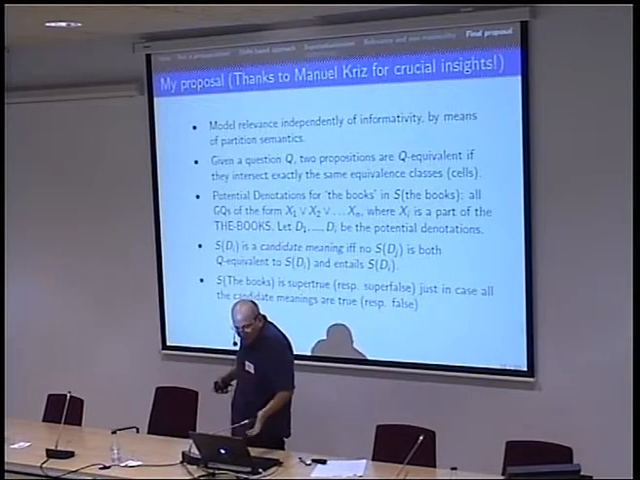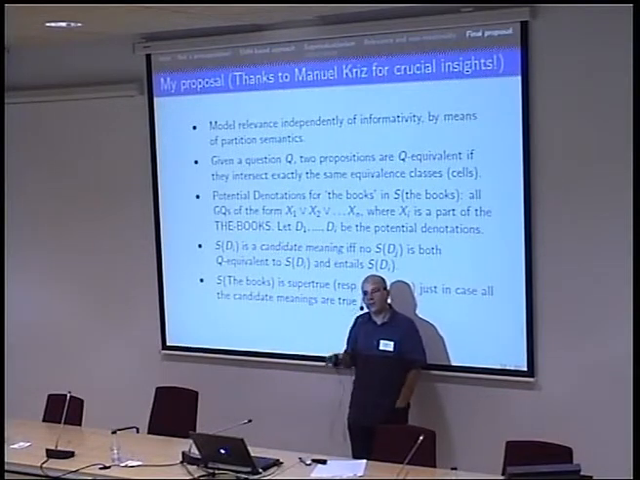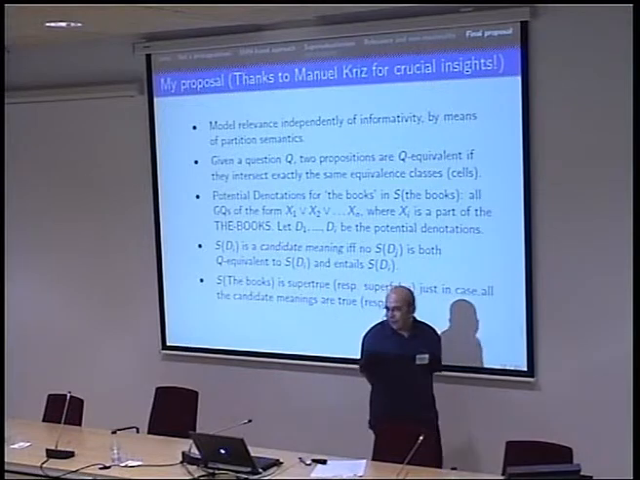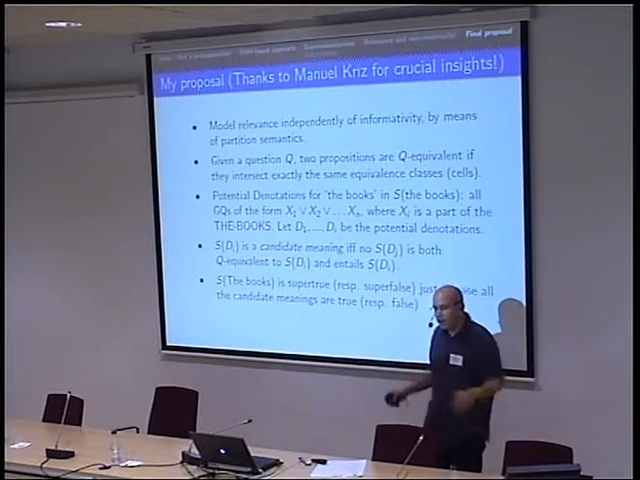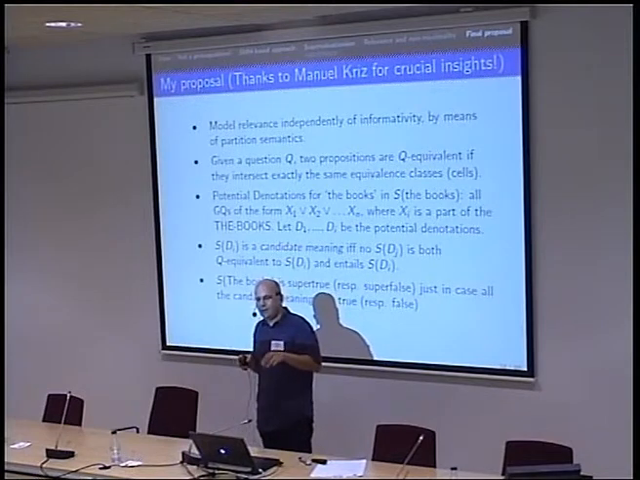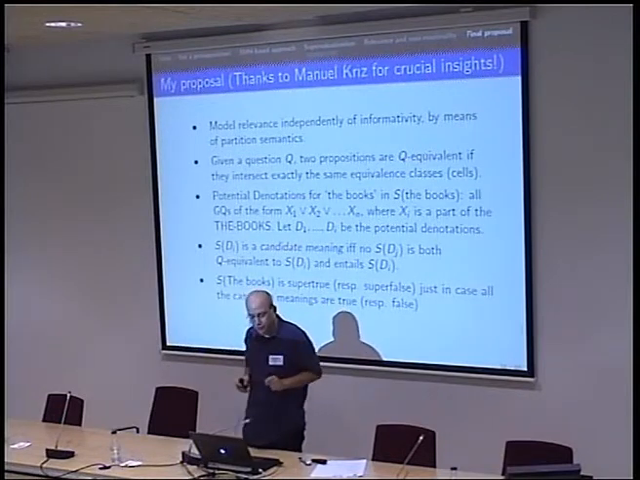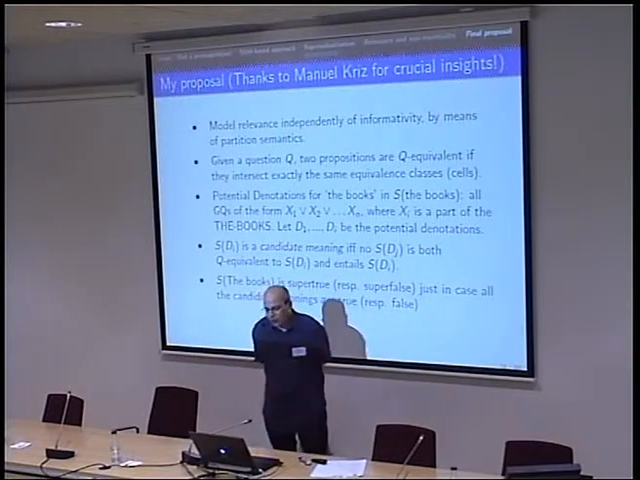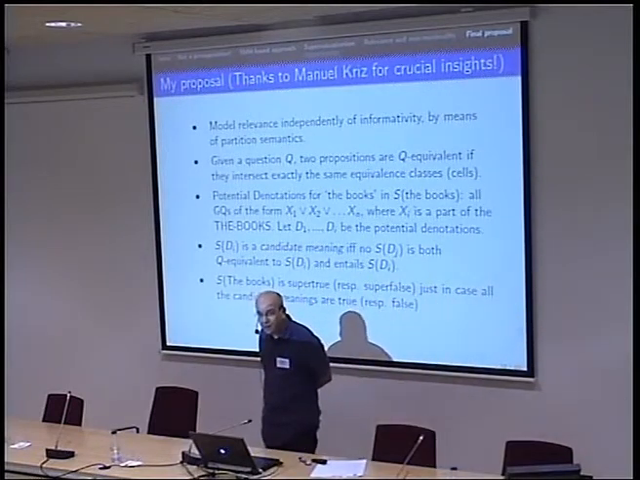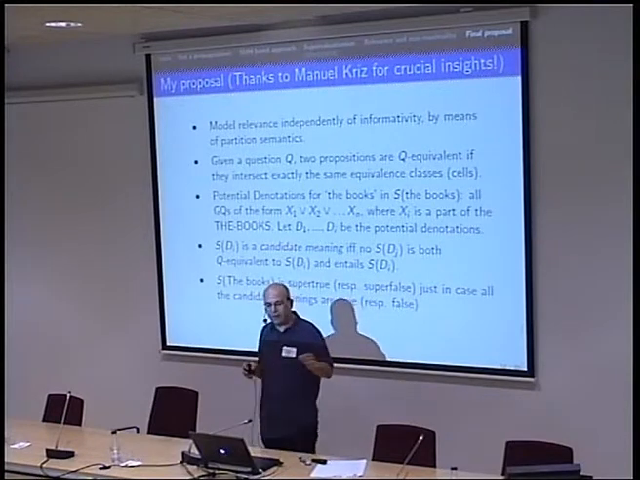So my proposal is basically to improve on that, and I have to thank Manuel Kretz for crucial insights. He has his own story, which really has a different architecture, but here I'm using his insights. So the idea is to model relevance independently of informativity by means of partition semantics. Given a question Q, divide the logical space, the set of possible worlds, into cells, and when two worlds are in the same cell, that means that they answer the question in the same way, even though they're different worlds. That is, you don't care whether you are in this world or the other. So given a question Q, let's say that two propositions are Q-equivalent if they intersect exactly the same equivalence classes. What that means is that from the point of view of the question, they are the same answer. The relevant information that they contain is the same.